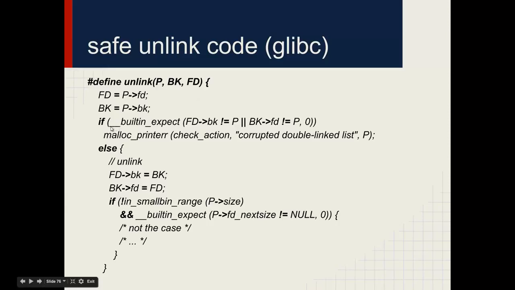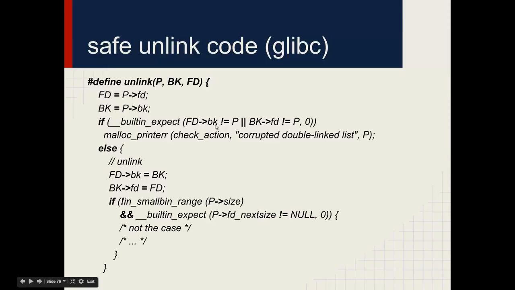The safety check uses the glibc and GCC built-in function expect. The first parameter is a truth statement. The second parameter is the expected value of the first statement. This first statement is a bit convoluted, but it effectively all reads out to the forward pointer's back pointer.